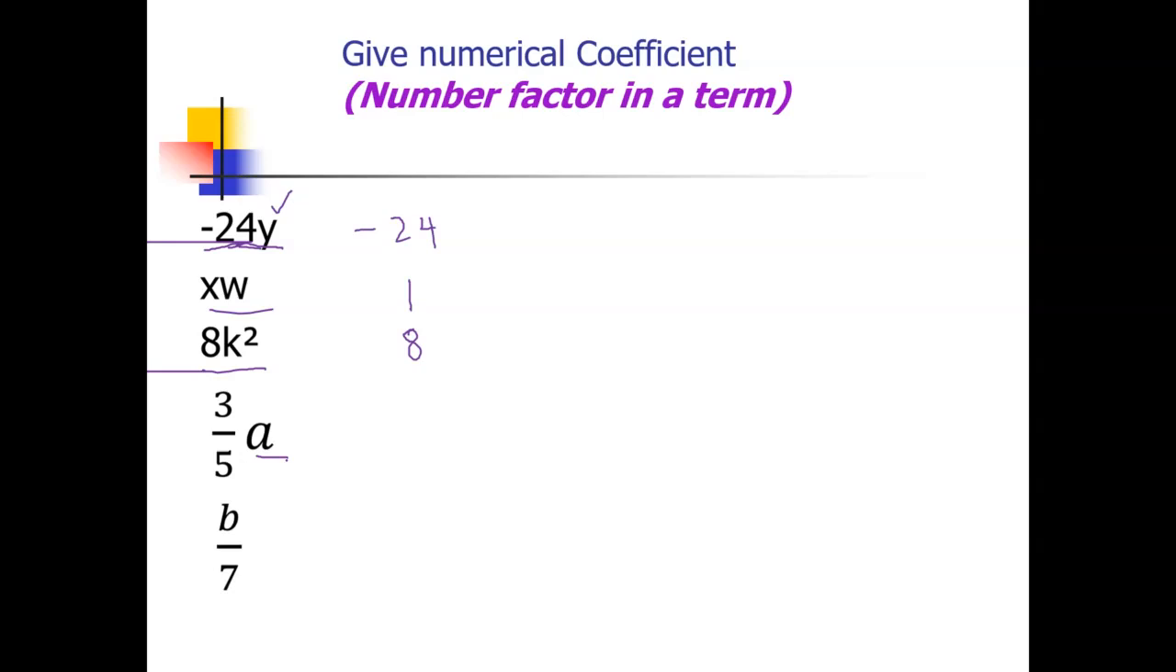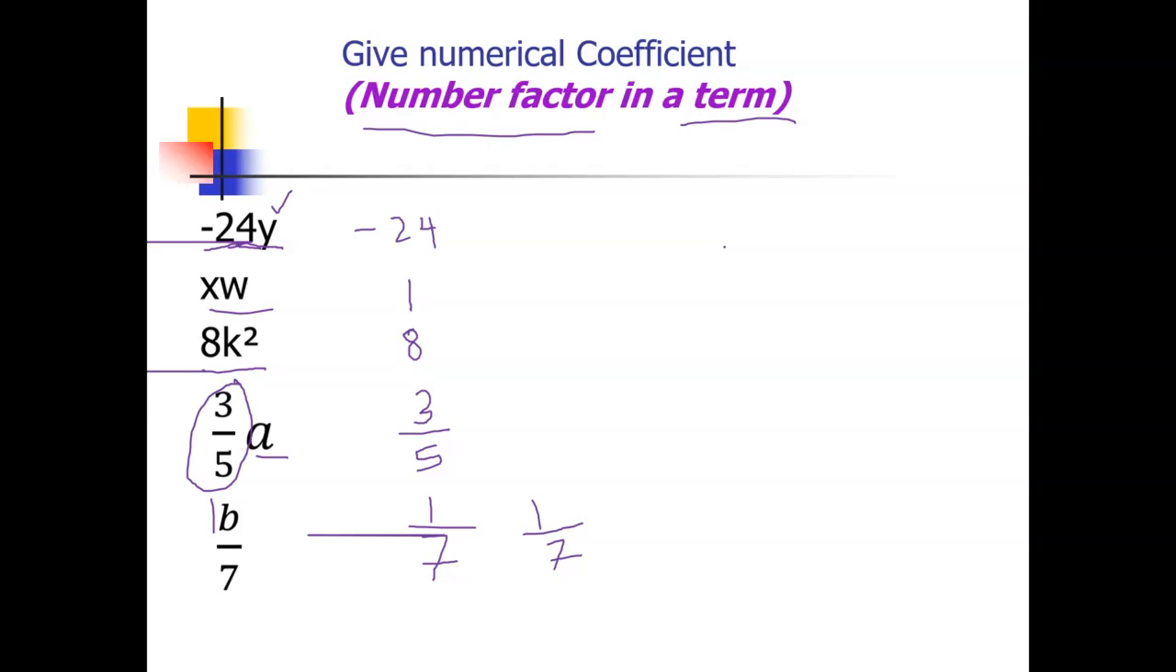Next, 3/5 times a. a is a variable and 3/5 is a number in the front. The numerical coefficient can be a fraction also. In this case, it's 3/5. Let's try one more, b/7. Now, b is a variable. There is a 1 hidden in the front of the b. So 1/7 is a fraction, which is the number in front of the b. Let me write this again. It's 1/7. So in short, the number factor in any term is called the numerical coefficient.